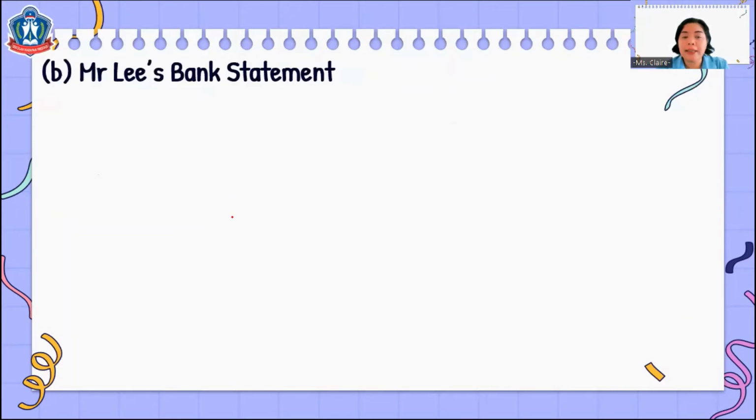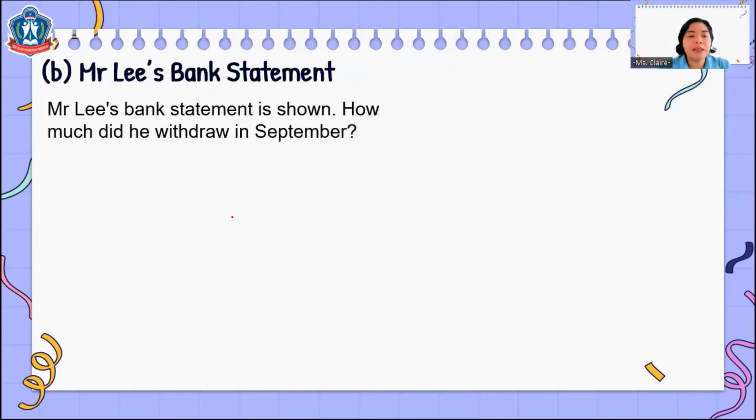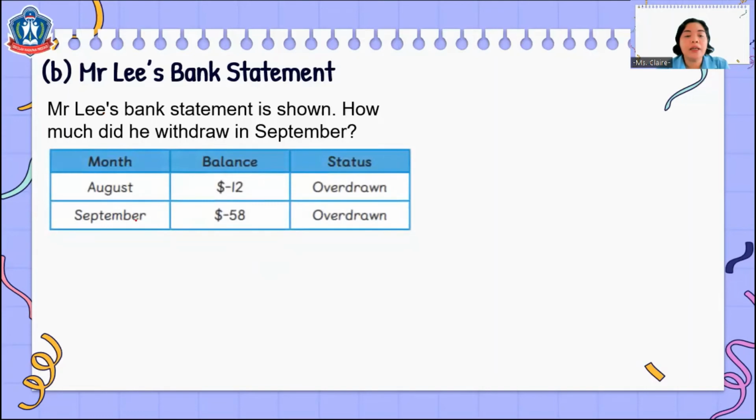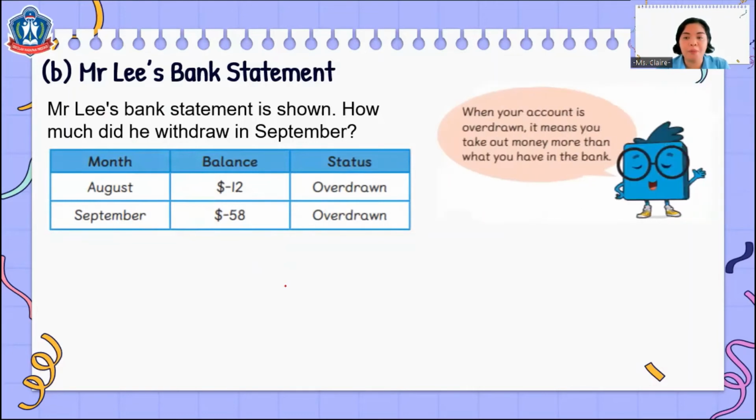Mr. Lee's bank statement. Take a look here. Mr. Lee's bank statement is shown. How much did he withdraw in September? In August, the balance is already negative 12. It means overdrawn. In September, the balance is negative 58. It means overdrawn. When your account is overdrawn, it means you take out more money than what you have in the bank. That's why the balance becomes negative.